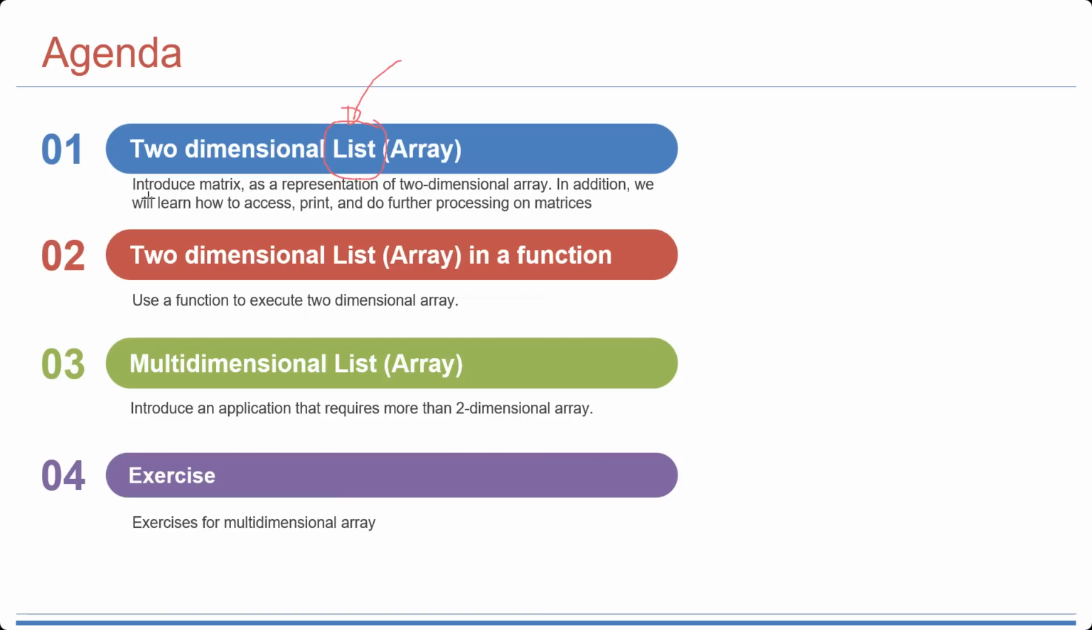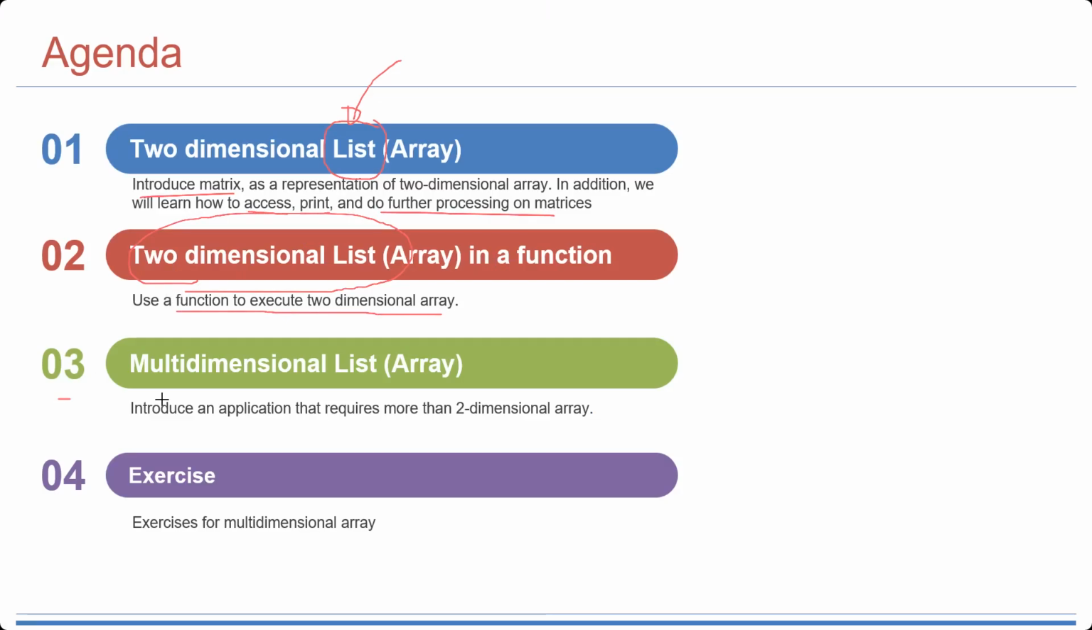So I'm going to introduce the matrix and what kind of processing for the matrix. For example, how to access the data in the matrix, how to print the matrix, and then how to do further processing on matrices. And I'm going to also give you some examples of how to use the two-dimensional list in an array or in a function. So we are going to look at how we can execute two-dimensional array in the function.